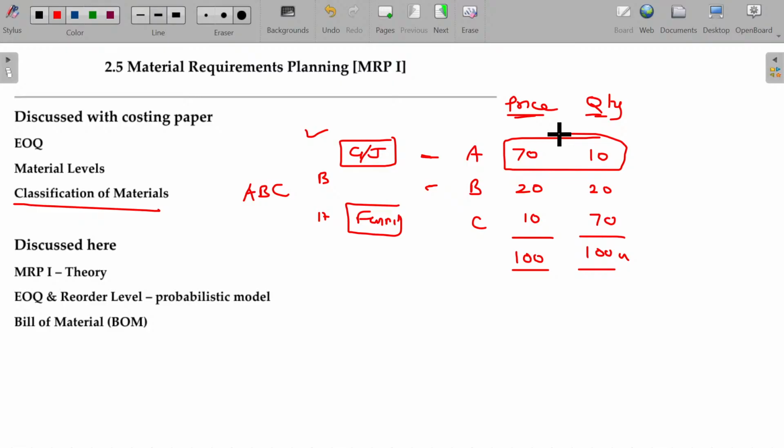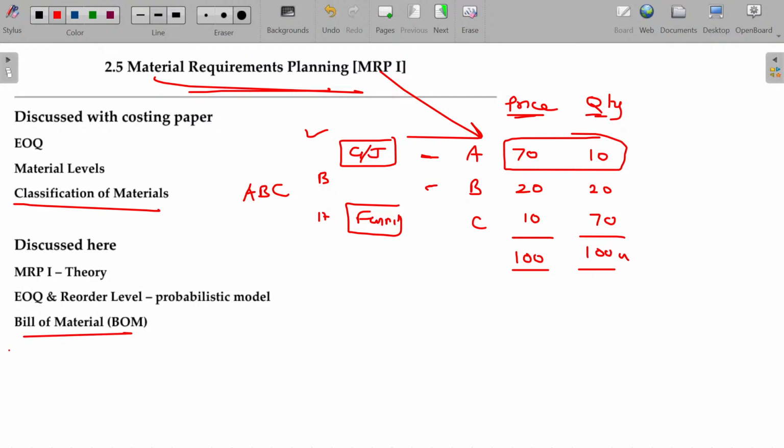But C category, it's very cheaper. Keep it aside. Keep it there itself. Whenever you are in need, you can take. So after classification, then material requirement planning will be implemented strictly for the A category. Once it is strictly implemented, then they will go for B and C also later. Clear?